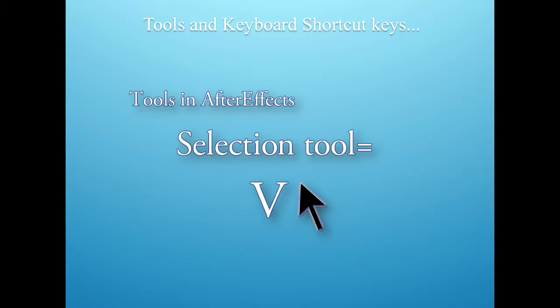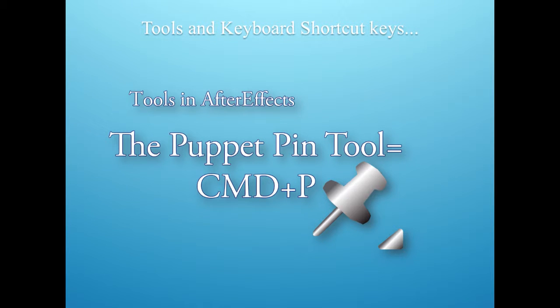Okay, tools and keyboard shortcut keys. The selection tool, your shortcut is V. Just press a V and it's the pointer arrow. And then the puppet pin tool, Command plus P, so just Command P, and it looks like a push pin.